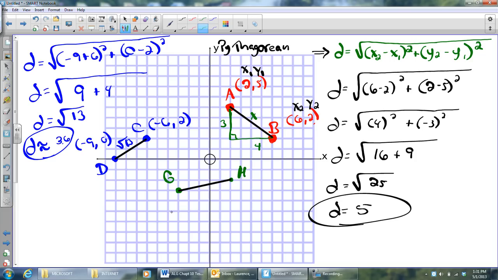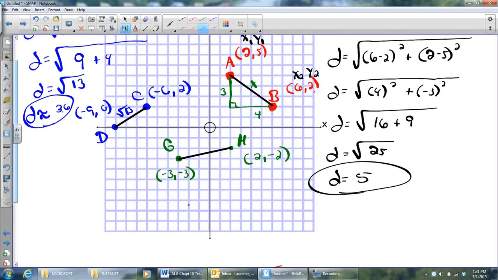Okay, so G looks like G is at negative 3, and H is going to be at 2, negative 2. So to get the distance between them, I'm going to go ahead and subtract my x's, which looks like I'll have a negative 3 minus 2, and I'm going to square it. And then I'm going to subtract my y's and square it. And so then D is going to equal the square root.